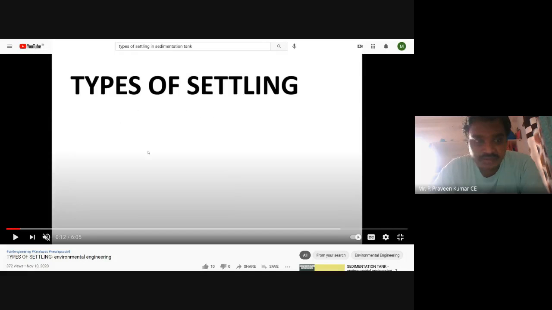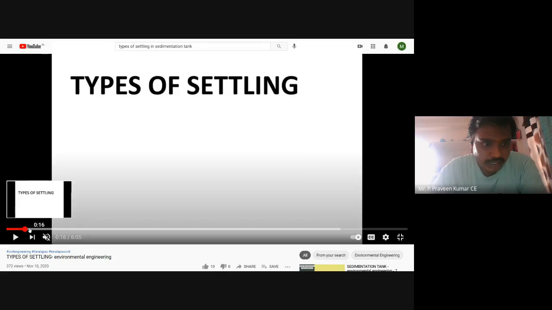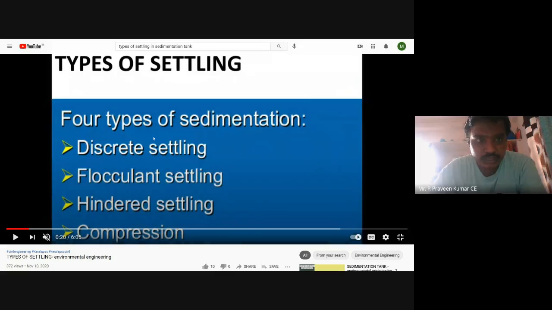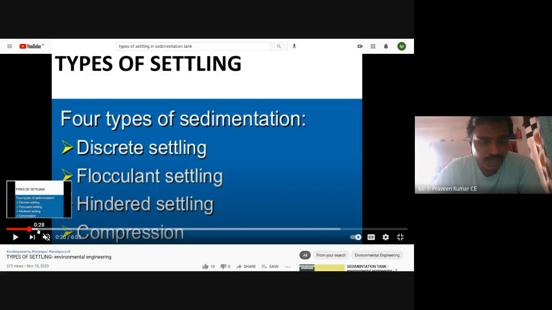Okay, types of settling. See here, these are the 4 different types of sedimentation: discrete settling, flocculent settling, hindered settling, and compression settling. Discrete and flocculent settling come in the preliminary treatment process, and hindered settling and compression settling come under the primary sedimentation or the secondary sedimentation process.